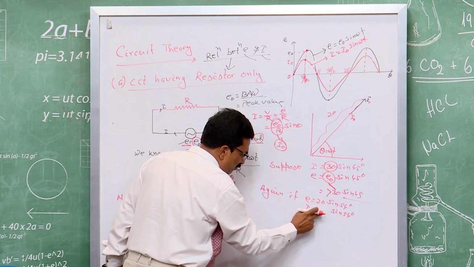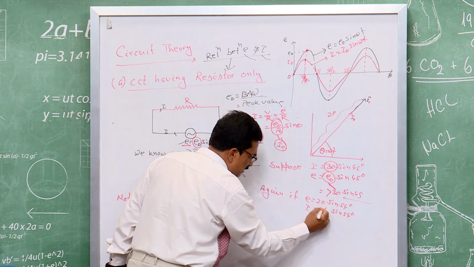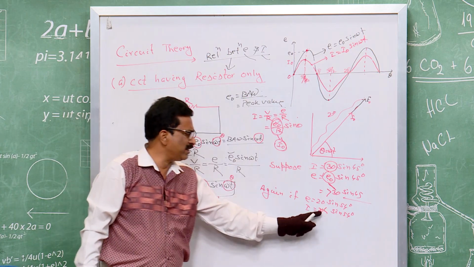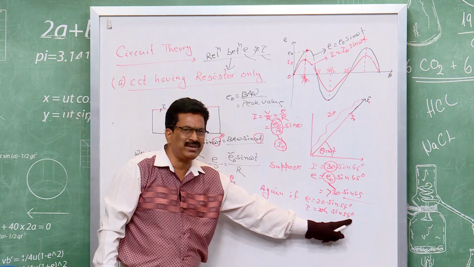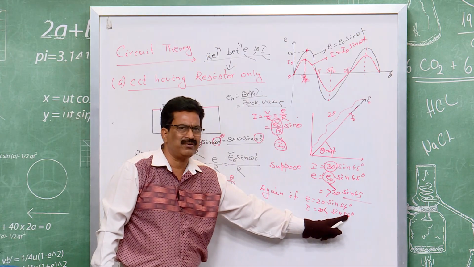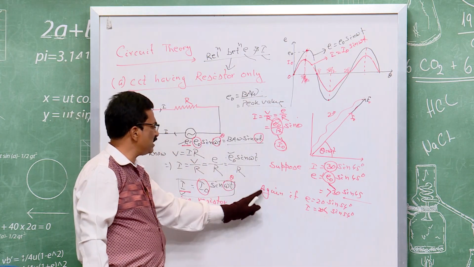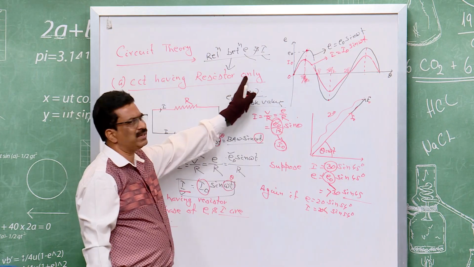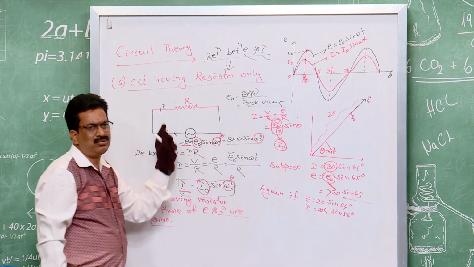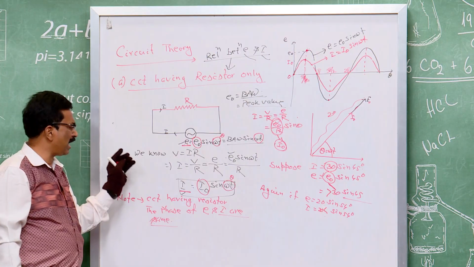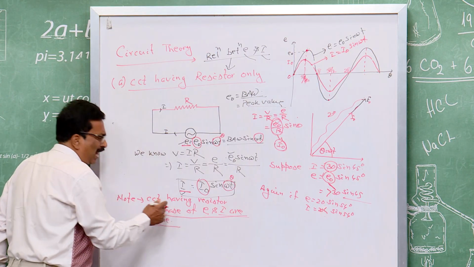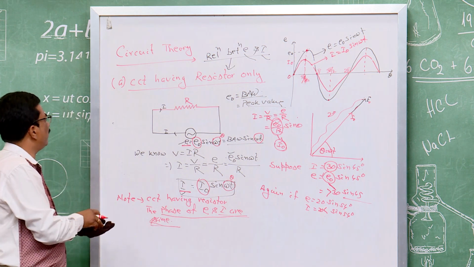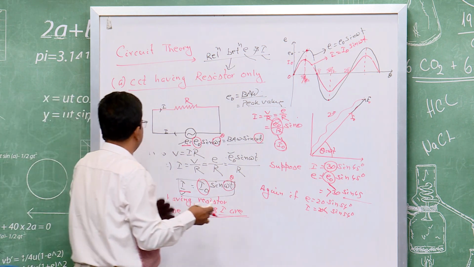So, this value must be less than 20, meaning it is either 10 sin 54 degrees or 18 sin 54 degrees or 7 sin 54 degrees, likewise. So, this is a circuit having only a resistor. What conclusion will we obtain now? If a circuit has a resistor, the phase of E and I are the same. This is for the first way of consideration.